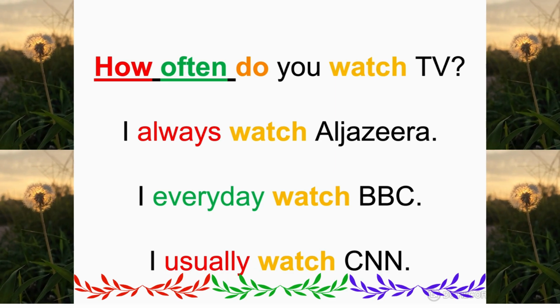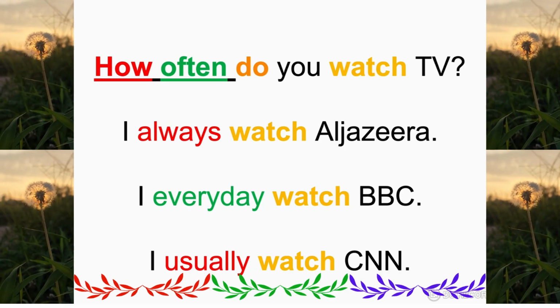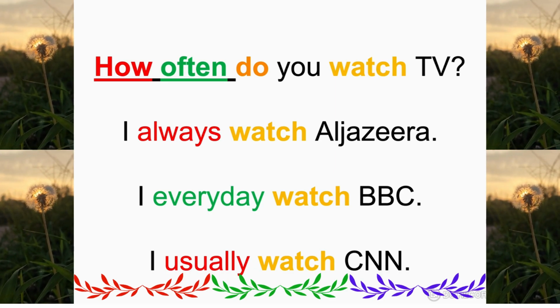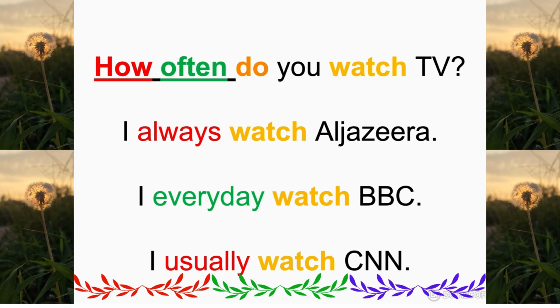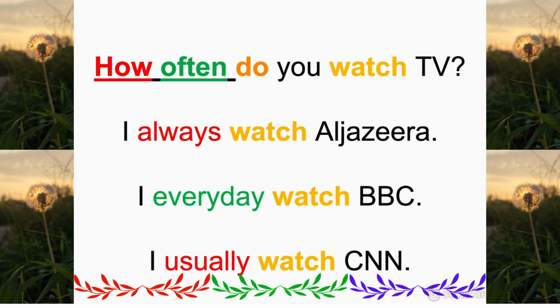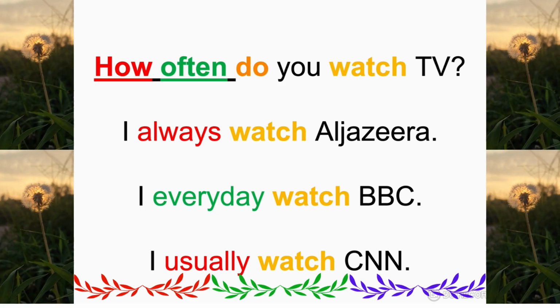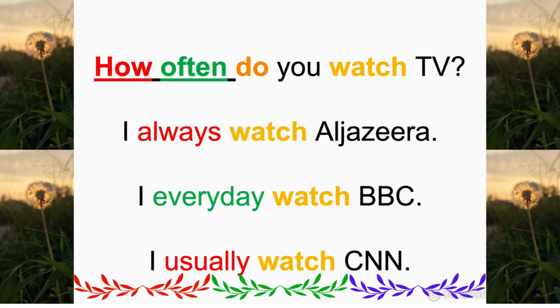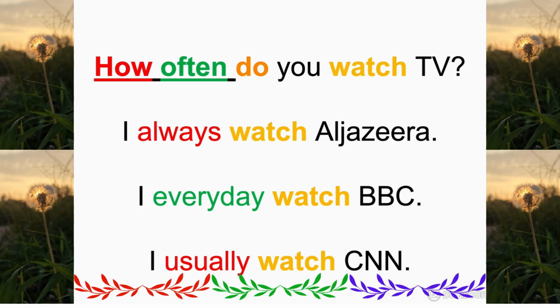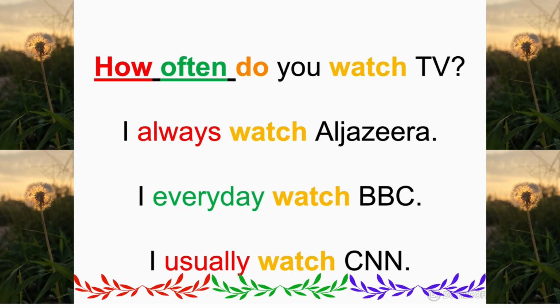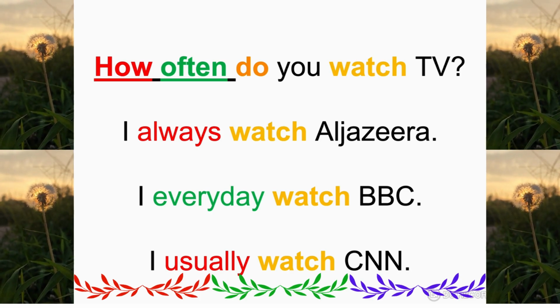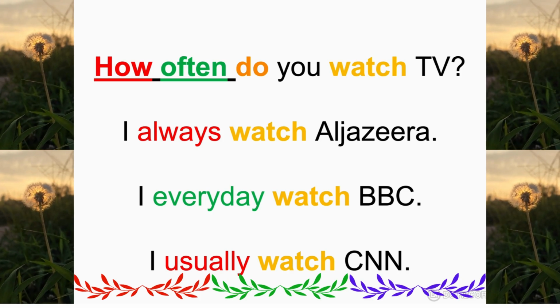The second example, I every day watch BBC TV. So always and every day, they mean the same thing, but we use always most often. So we don't use every day. So we use just always. I always watch Al Jazeera. I always watch BBC. I usually watch CNN.